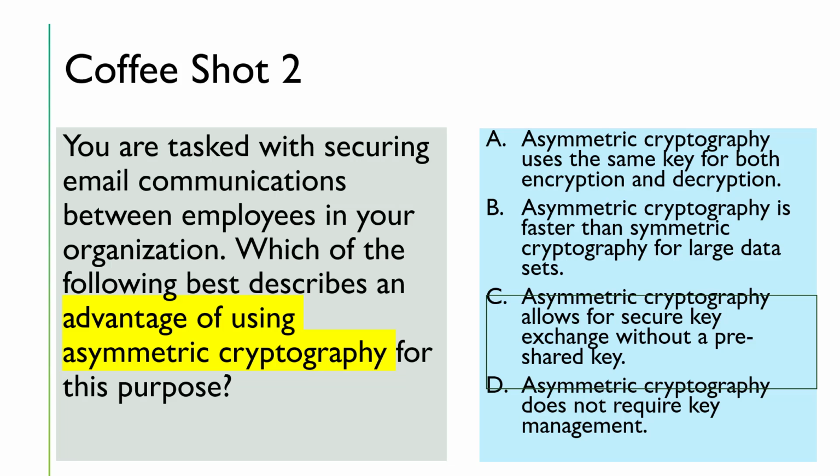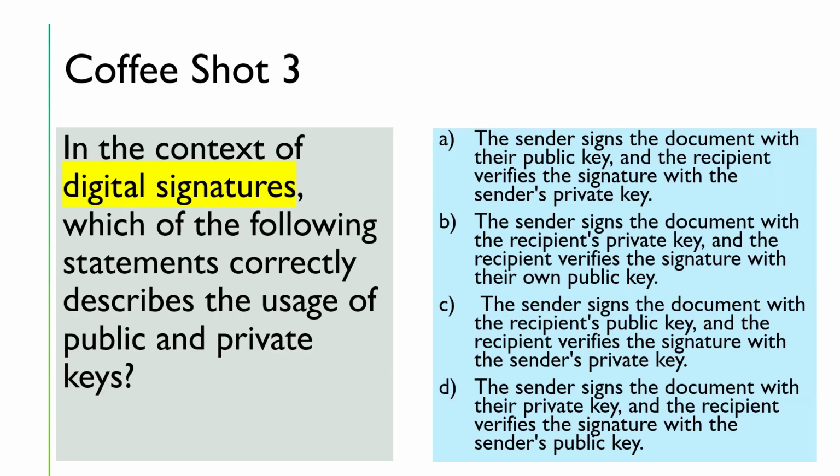Okay, so let's move to the next question. In the context of digital signature, which of the following statements correctly describes the usage of public and private key? So first, let's understand the concept of digital signature. When we're talking about digital signature, why was it introduced?